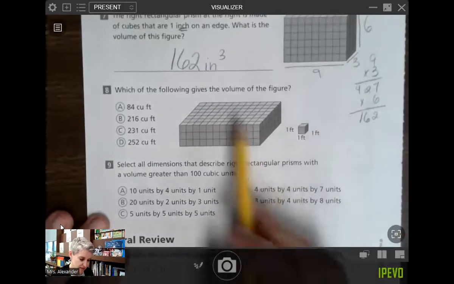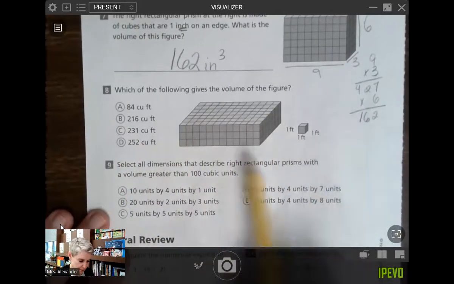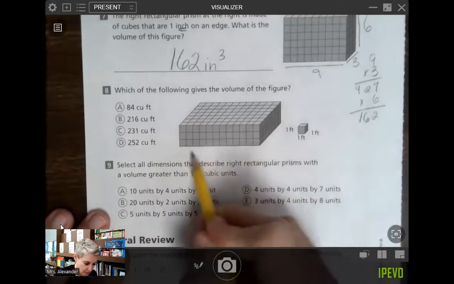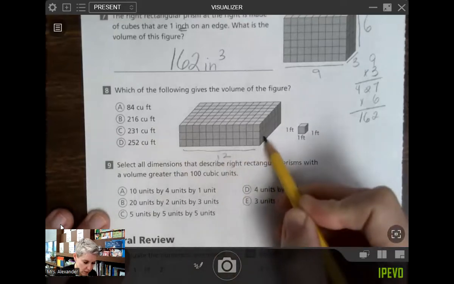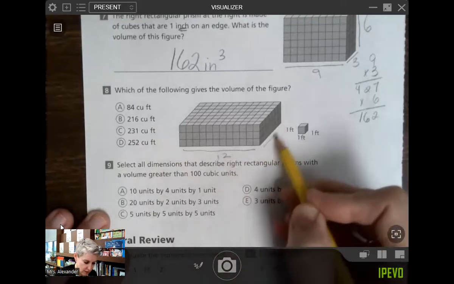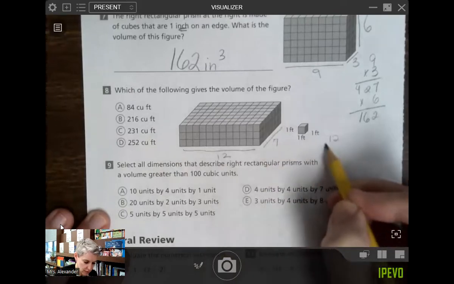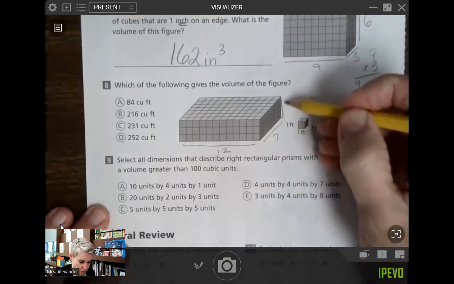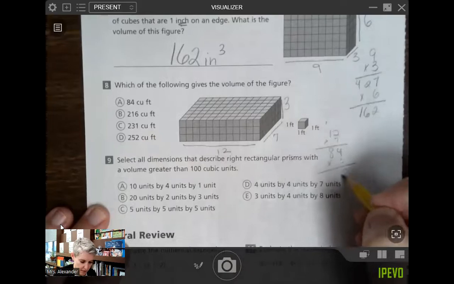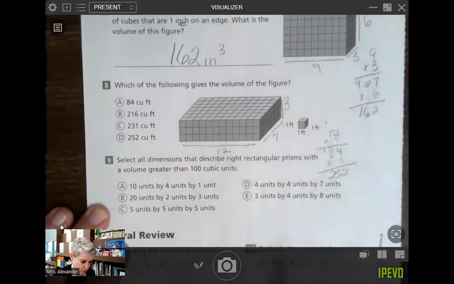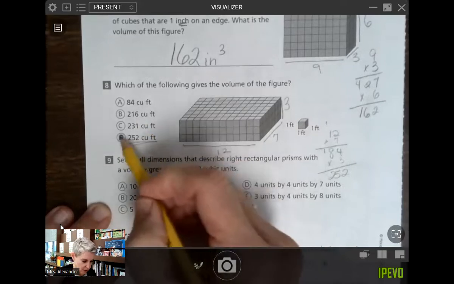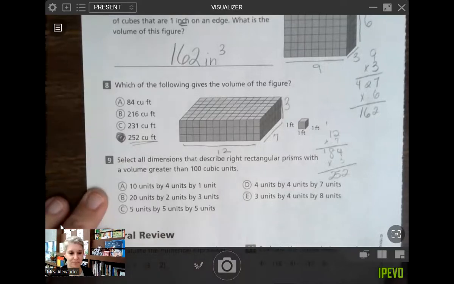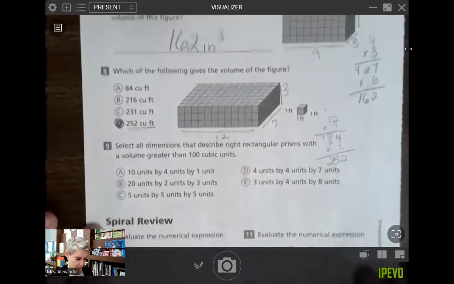Which of the following gives the volume of the figure? Here we have a multiple choice. 1, 2, 3, 4, 5, 6, 7, 8, 9, 10, 11, 12. 12 is our length. 1, 2, 3, 4, 5, 6, 7 is our width. 12 times 7 is 84. And then there are 3 levels. It is 3 levels high. And we have 252. Oh, I have one that matches, letter D. 252 cubic feet. All right.